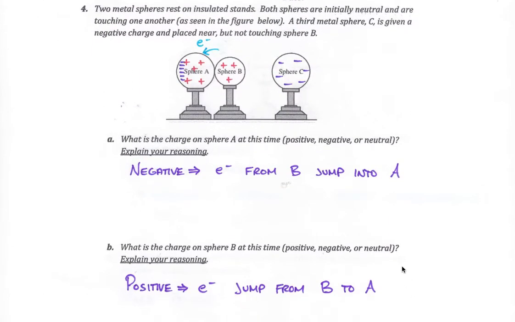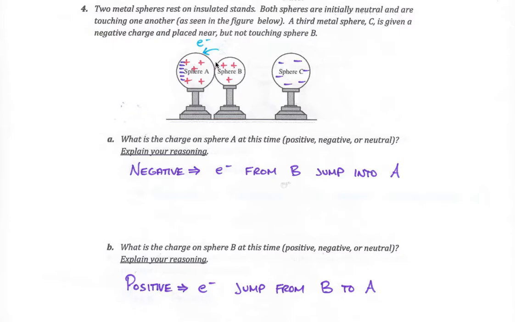For number 4, I will explain the diagram quickly, and then I will explain how that got me my answers. But we are given two conducting spheres that are on insulating stands, so I don't have to worry about electrons being able to travel to the ground. And I bring a third sphere, sphere C, with a negative charge close to, but not touching, sphere B. Well, as a result of this repulsion, most of the electrons in these objects will travel into A to get away from negatively charged sphere C. Since A gains the electrons from B, it becomes negative. And since B gives some of its electrons to A, B becomes positive.